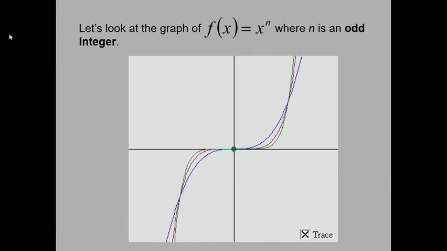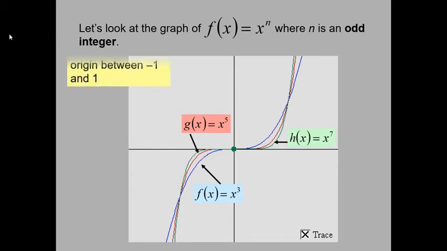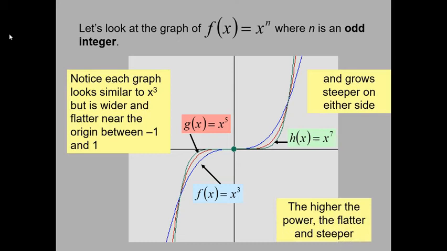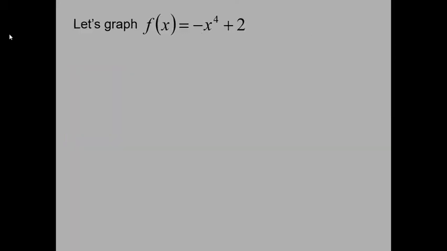Let's look at the graph f of x equals x^n, where n is an odd integer, like 1, 3, 5, 7. Okay, so we have x cubed, x to the fifth, x to the seventh. Notice each graph looks similar to x cubed, but is wider and flatter near the origin between -1 and 1, and grows steeper on either side. The higher the power, the flatter and the steeper the curve.